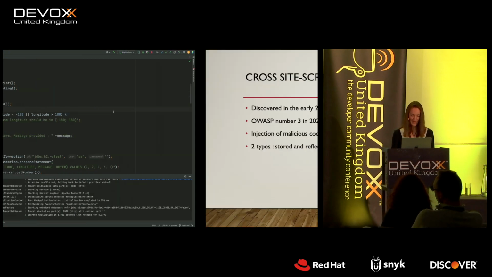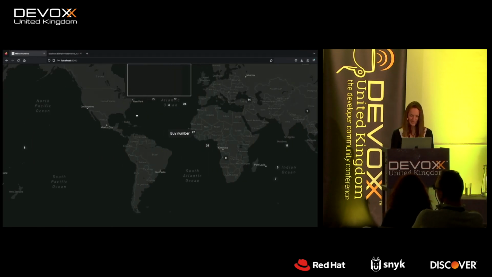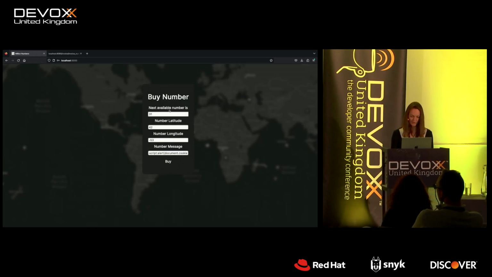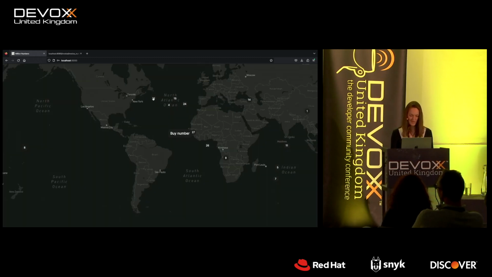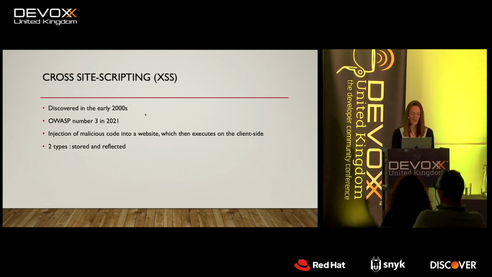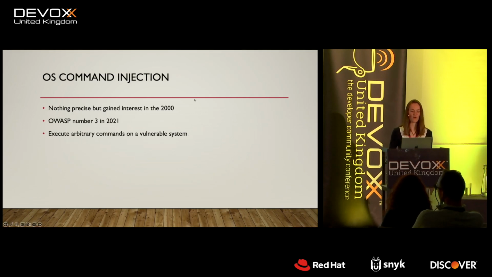scripts. So now if I get back to the application here and I want to buy the number, let me try and buy exactly the same one to see what happens. And I can see when I click on 31, nothing happens, meaning that it's not anymore able to input malicious code and execute. So now if we move on to the next one, we're going to have a look at the OS command injection.